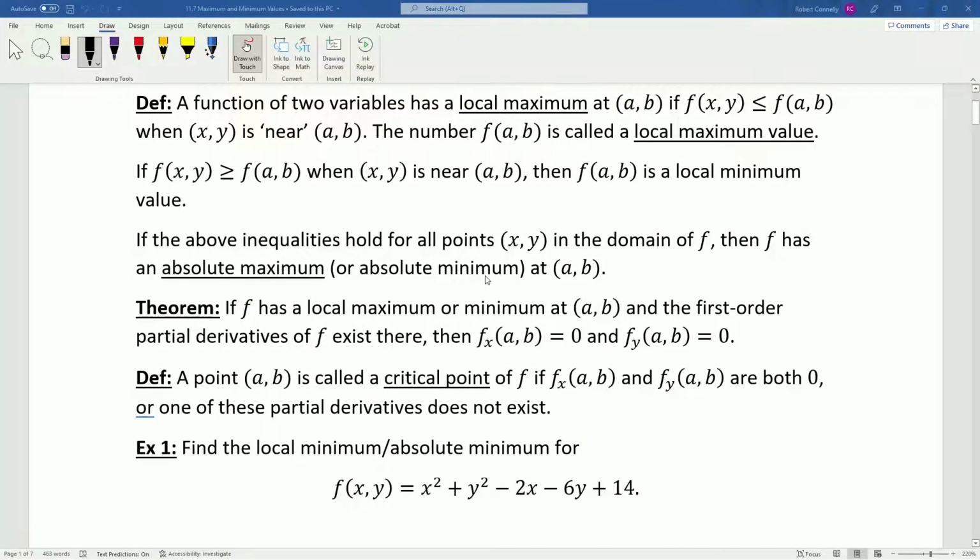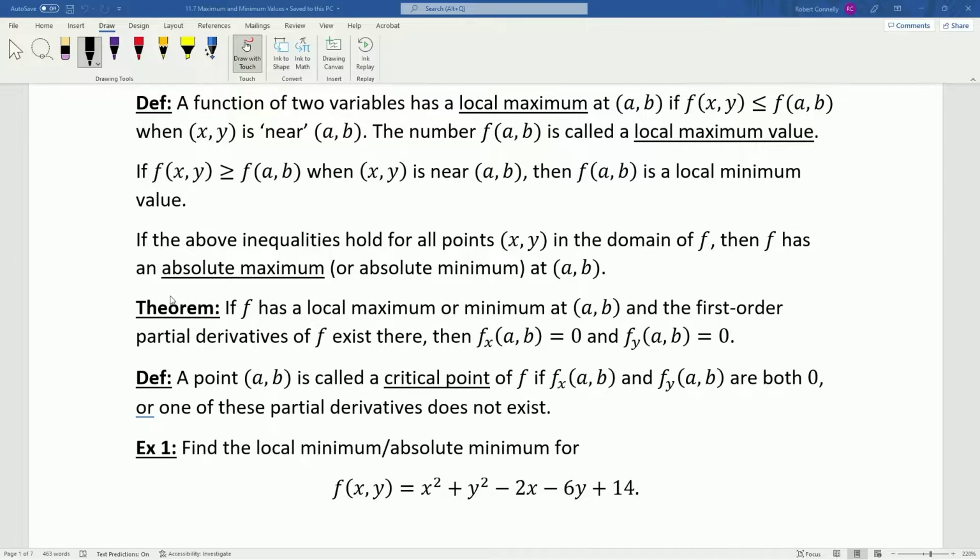Okay, so a theorem. Now, you've seen a theorem just like this from Calculus 1, but this was obviously extended into this three-dimensional realm we're working in now. So if f has a local maximum or minimum at (a, b), and the first-order partial derivatives of f exist there, then the partial derivative of f with respect to x at (a, b) is 0, and the partial derivative of f with respect to y at (a, b) is 0.